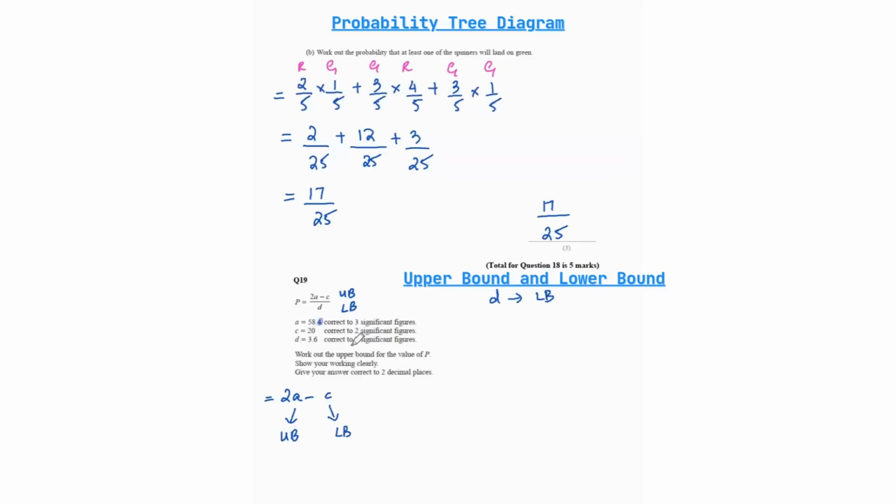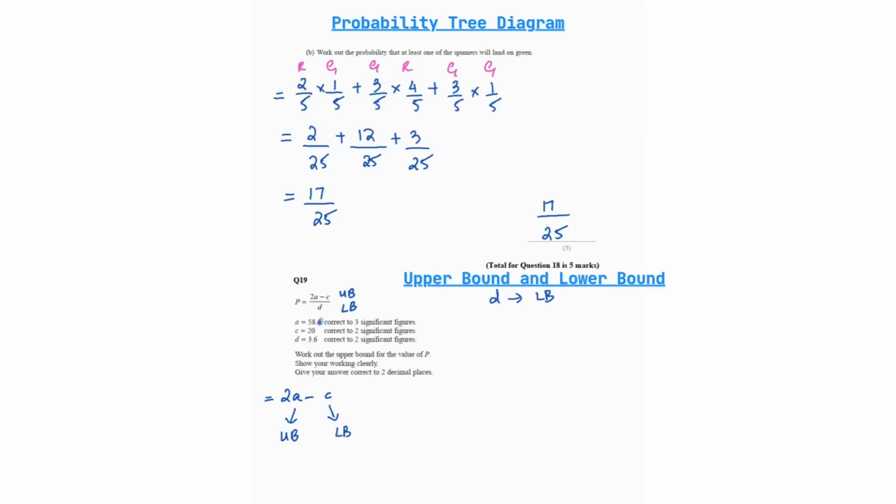Third significant figure is 4. So once we've identified the significant figure, we need to identify the place value of that figure. As you can see, the place value of 4 is 0.1. It's the tenths value, so 0.1. Whatever the place value is, we divide it by 2, because that place value is the degree of accuracy of the given number. And whenever we're trying to find upper and lower bounds, we divide the degree of accuracy by 2.